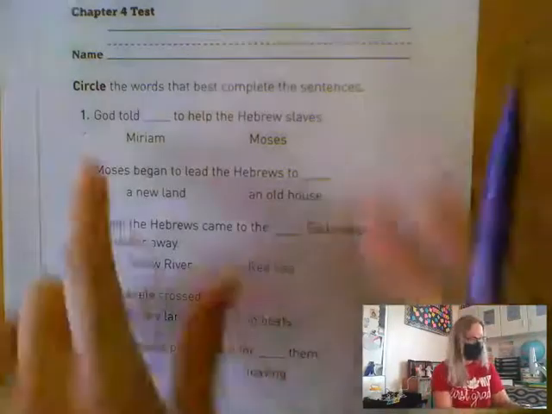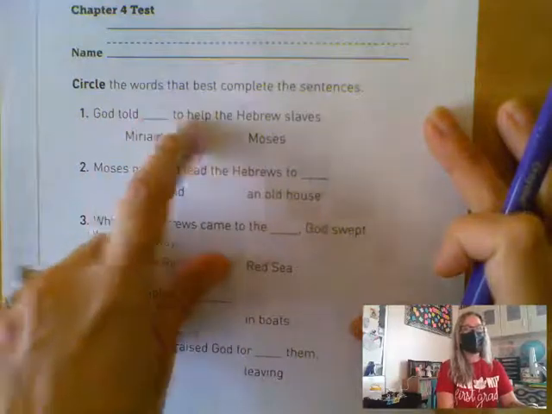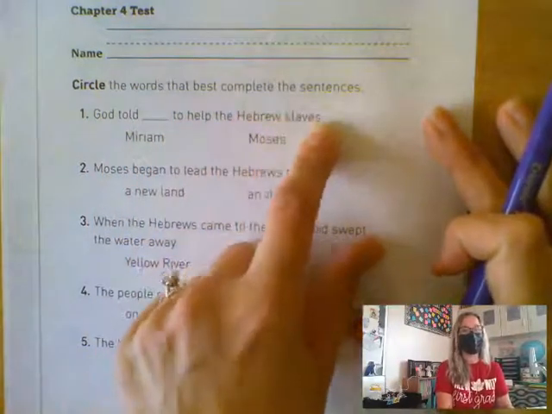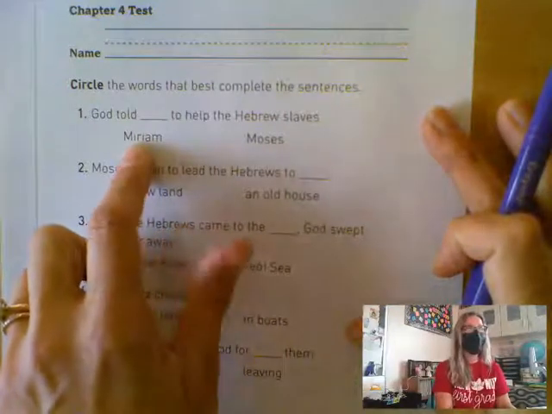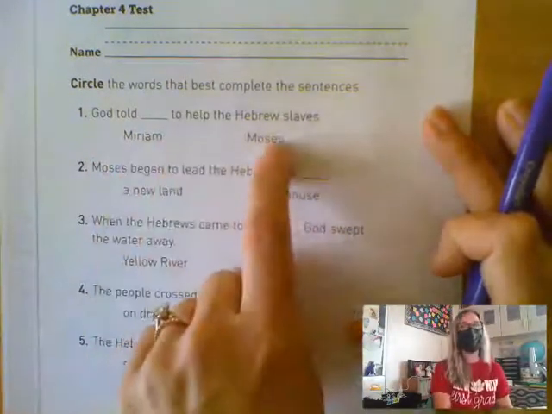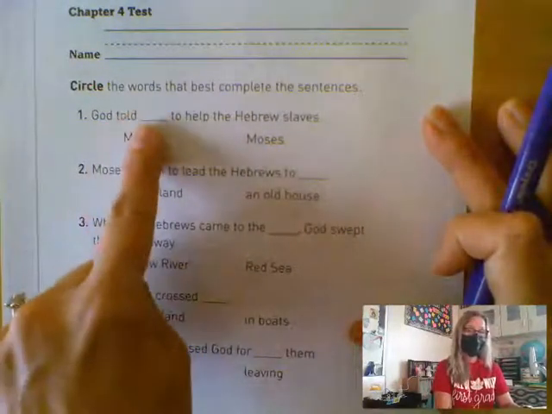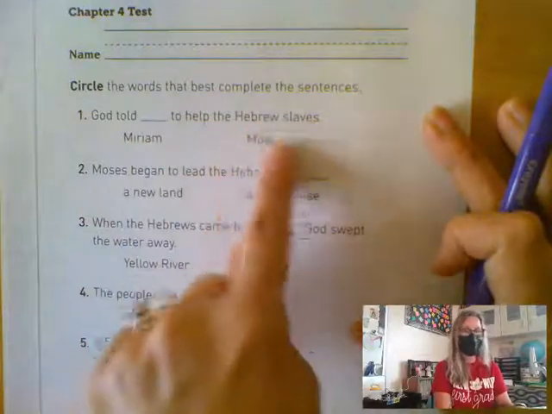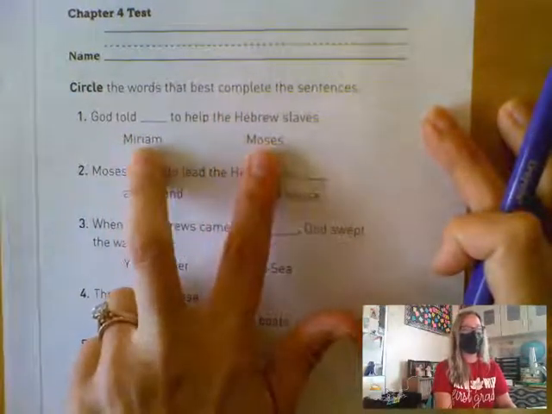All right, so number 1 says, God told blank to help the Hebrew slaves. Did God tell Miriam to lead the Hebrew slaves out of slavery? Or did he tell Moses? If you think it's Miriam, circle this word. If you think it's Moses, circle this word. But only choose one, Miriam or Moses.